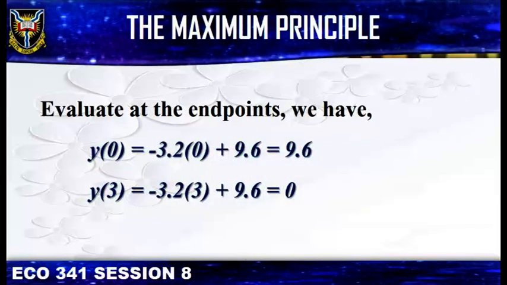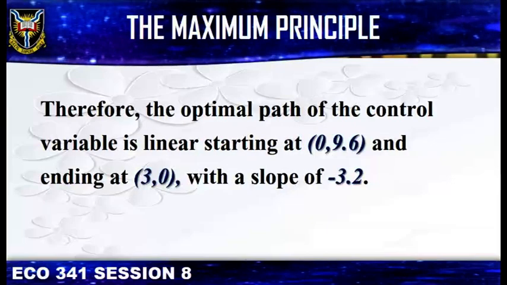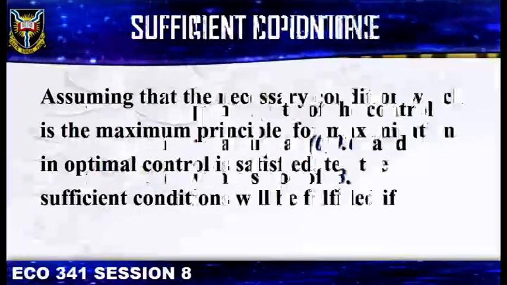Evaluate at the endpoints. We have y into bracket 0 is equal to minus 3.2 into bracket 0 plus 9.6, which is equal to 9.6. y into bracket 3 is equal to minus 3.2 into bracket 3 plus 9.6, which is equal to 0. Therefore, the optimal path of the control variable is linear, starting at 9.6 and ending at 0 with a slope of minus 3.2.